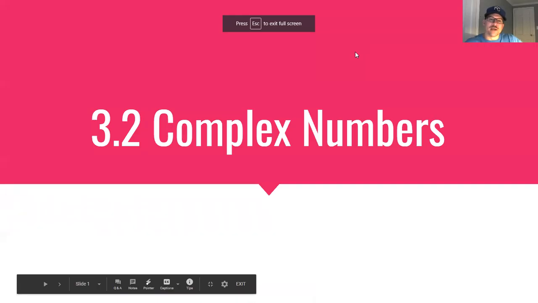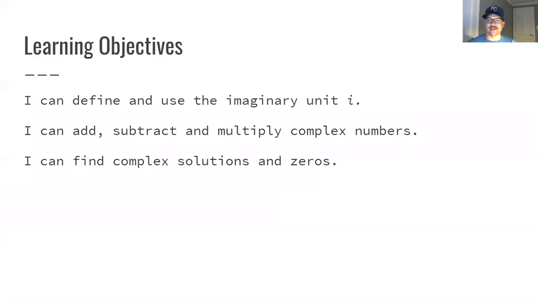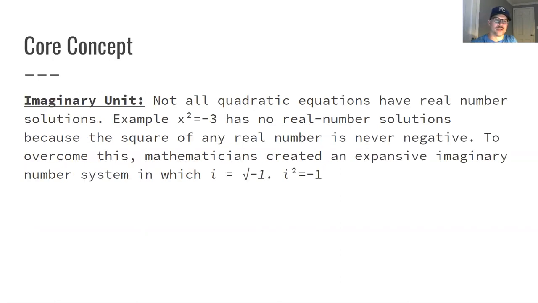All right, in this Big Ideas Algebra 2 tutorial, we're going to go through section 3.2, complex numbers. So by the end of this section, you'll be able to define and use an imaginary unit i, combine complex numbers together, so that's add, subtract, and multiply, and then use that to find solutions and zeros of a quadratic equation.